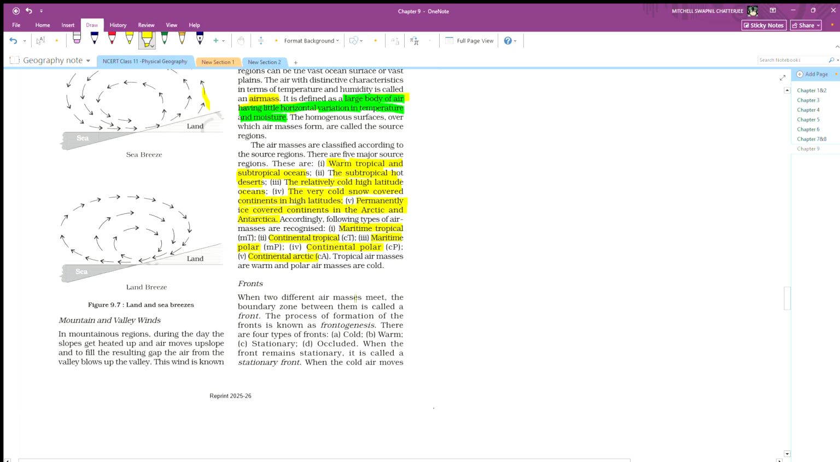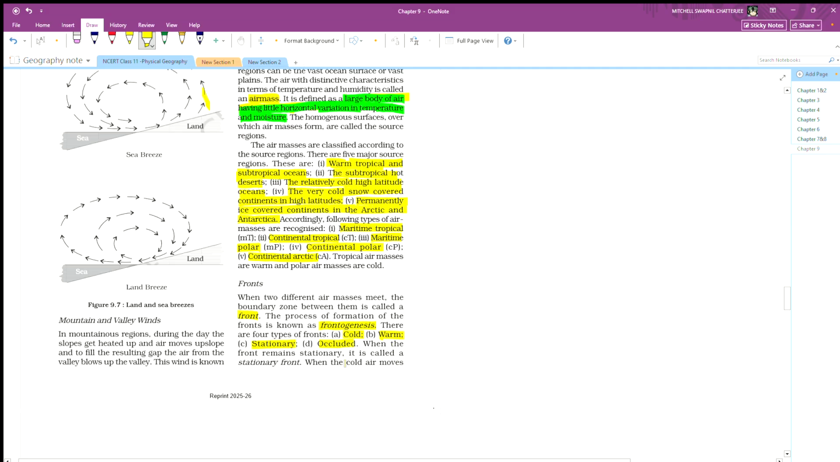Fronts. When two different air masses meet, the boundary between them is called a front. The process of formation of the front is known as frontogenesis. There can be four types of front: cold, warm, stationary, occluded.